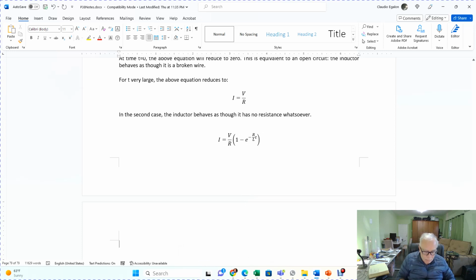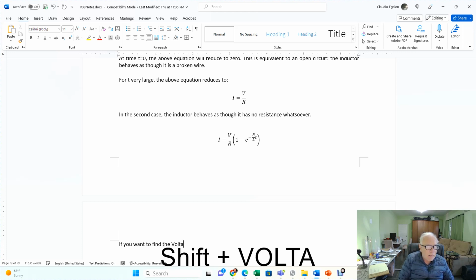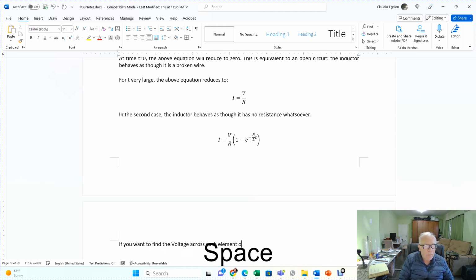Okay, if you want to find the voltage across each element of the circuit, what we have to do is use the proper equation. Okay, you have to use the proper equation.